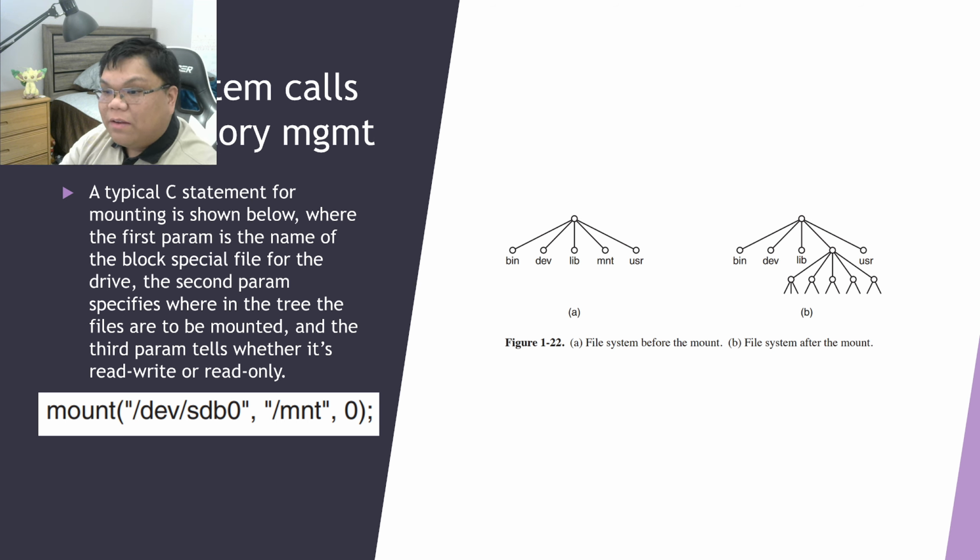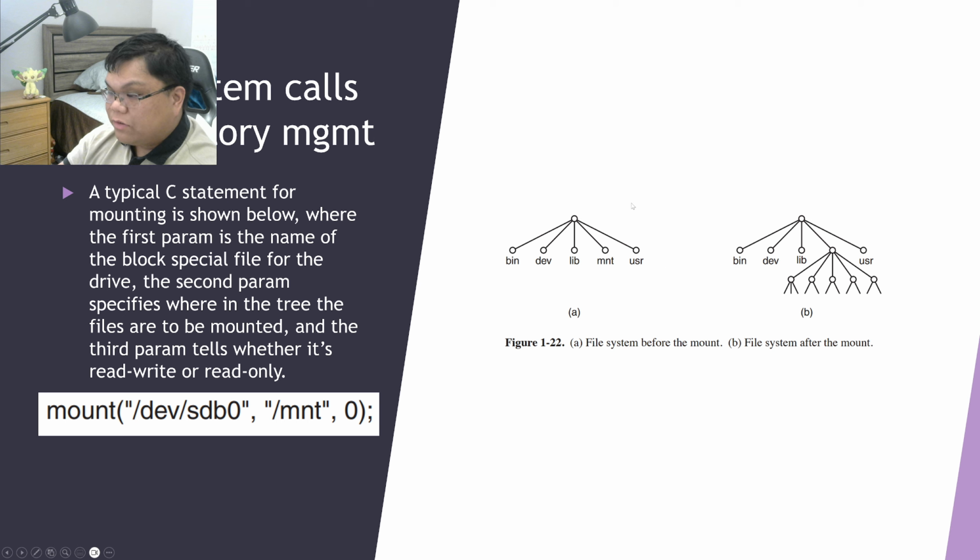A typical C statement for mounting is given here. The first parameter is going to be the name of the block special file for the drive. The second parameter specifies where in the tree the files are to be mounted. The third parameter tells whether it's read-write or read-only.